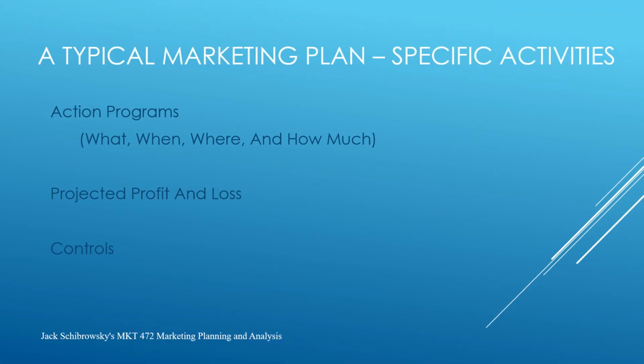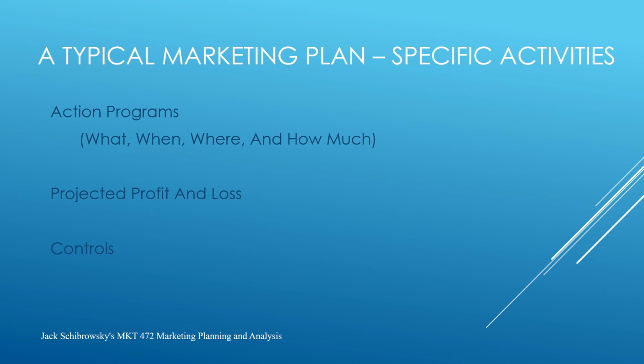And then, of course, the last aspect of it would be the specific activities associated with the plan. That is, we have an overall strategy. What are the actual action programs? This is the nuts and bolts of the marketing plan. What, where, when, and how much. That is, what are we going to do? When are we going to do it? Where will it take place? And how much of that are we going to do? So it might be an action plan, might have to do with social media activities. It might have to do with new product development. It might have to do with pricing.